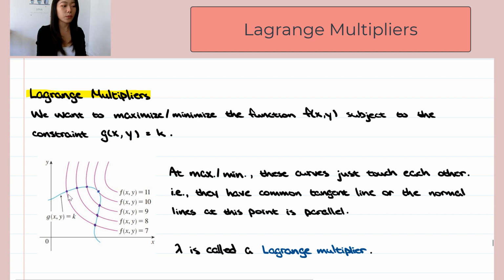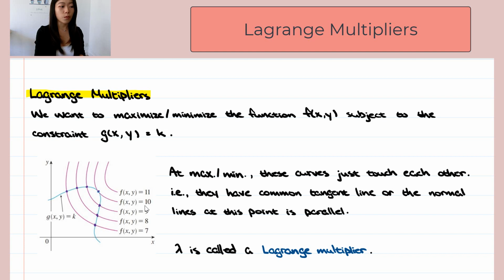At this intersection point, the value of the function is 7. Same thing for this intersection point. And the value of f at these two intersection points is 8. The value of f at these two intersection points is 9. And the value of f at this intersection point is 10.